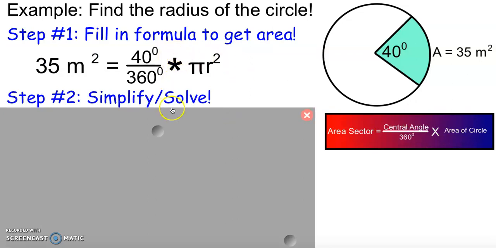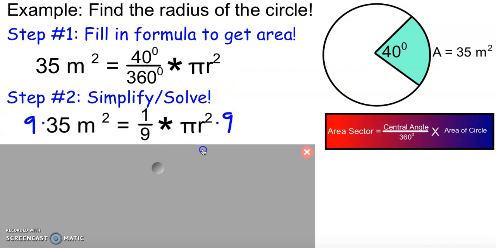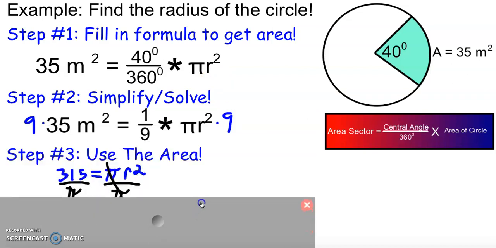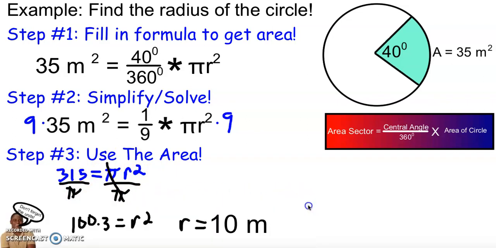I think it's easy to reduce this to 1/9 first. If I reduce this to 1/9, then in order to isolate pi r squared, I multiply both sides by 9. So 35 times 9 is going to be 315. So I'm left with 315 equals pi r squared. Divide by pi, that isolates r squared. And then I need to take the square root of that number. So I get 100.3 for r squared. And then I take the square root to get a radius of 10 meters. All right.